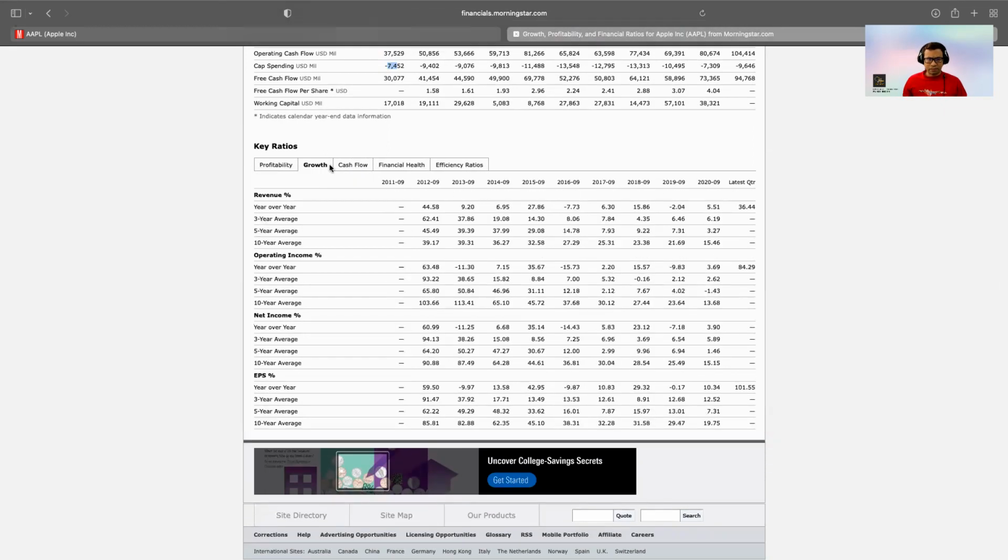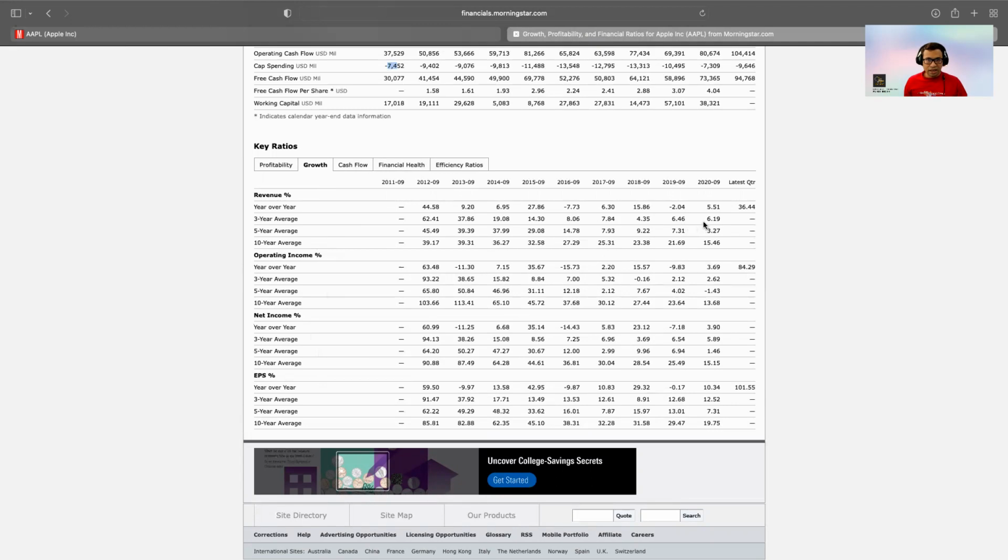How about the growth tab? The growth tab here is showing the growth of the revenue year over year, or the average annualized over 3 years, 5 years, and 10 years. Then we have operating income, net income, and EPS.